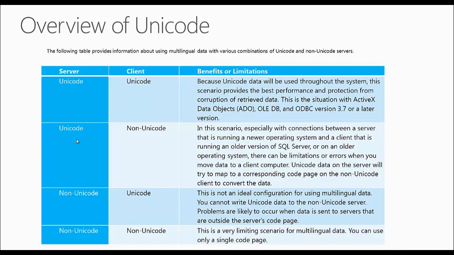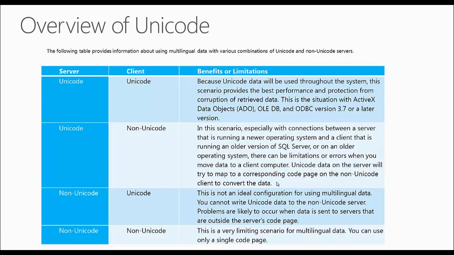The second scenario is when the server is Unicode and the client is non-Unicode. In this scenario, when the server is running a newer operating system and the client is running an older version of SQL or an older operating system, there are some limitations or errors when we move data to the client computer. Unicode data on the server will try to map to a corresponding code page on the non-Unicode client to convert the data.